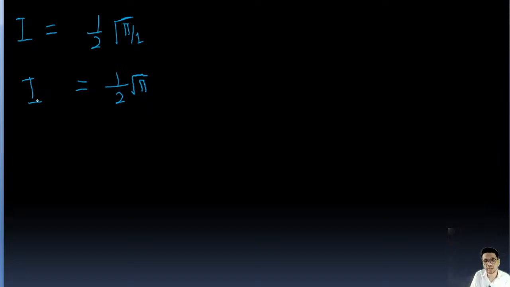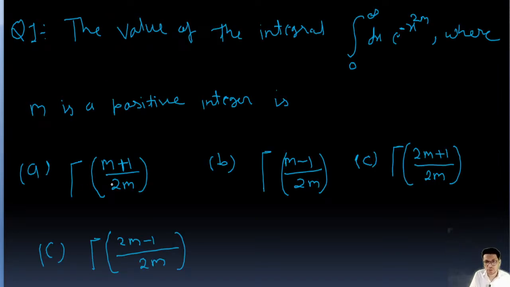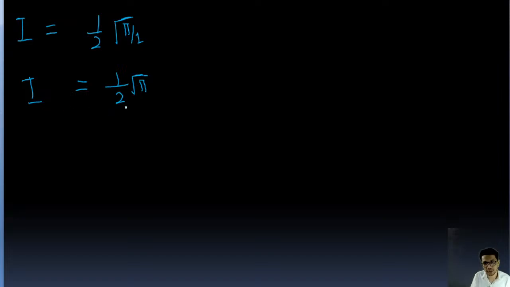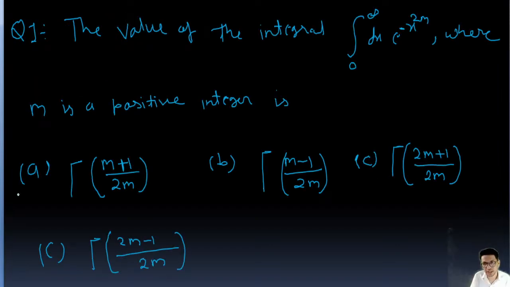This is for m equal to 1, when we have taken m equal to 1. Now we will check by option, guys. We can check all the options. We'll put m equal to 1 in the options. If the option's value equals I, then that option will be the correct option. So I'm directly checking option C.